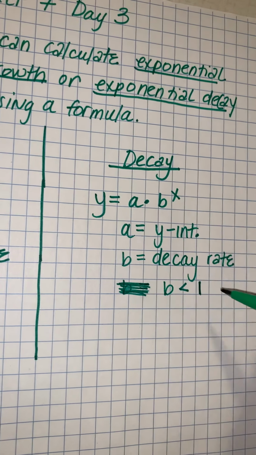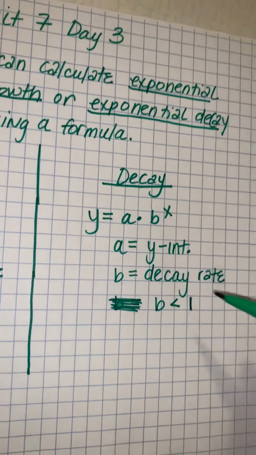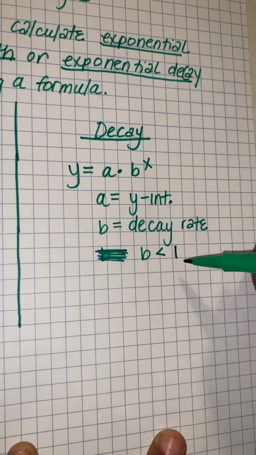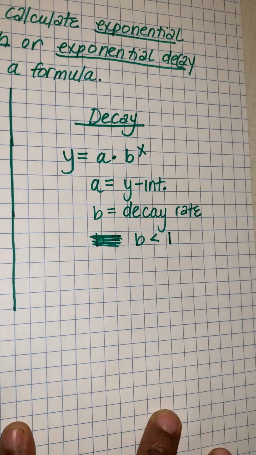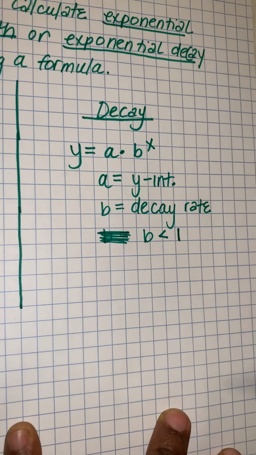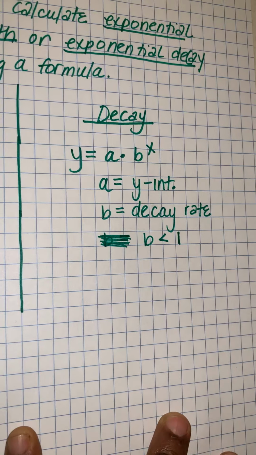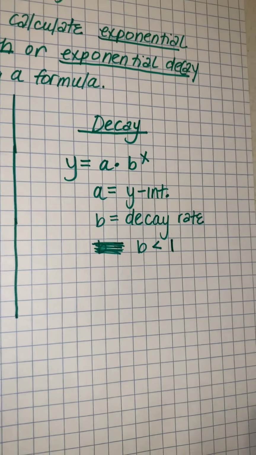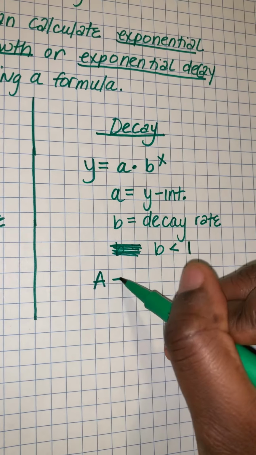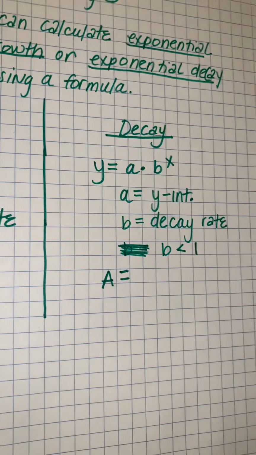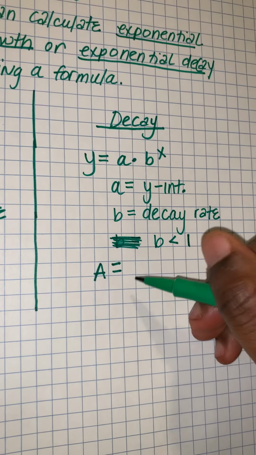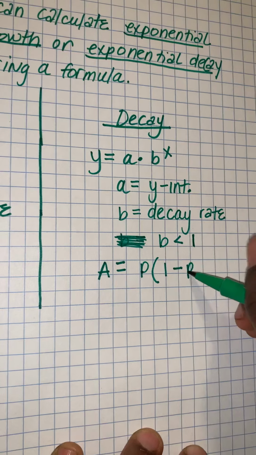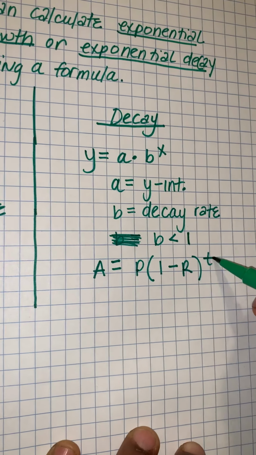When you see y equals a times b, and that b value is less than 1, so meaning a fraction or 2 over 3 or anything that's less than 1, then you know for a fact that you're talking about decay. And when you're going to calculate it, it has its own formula as well. It's the same numbers, but there is a difference. See if you can spot it. A equals P, parentheses, 1 minus r, all raised to the power of t.